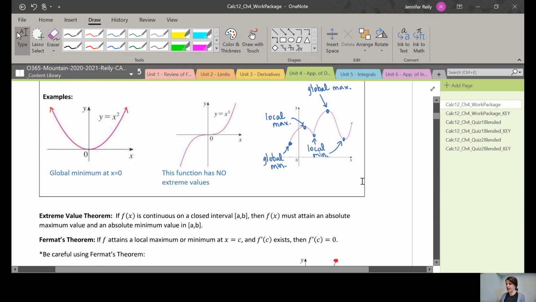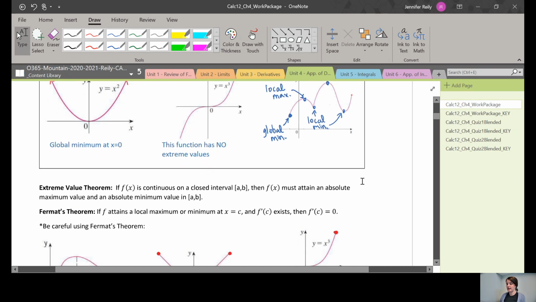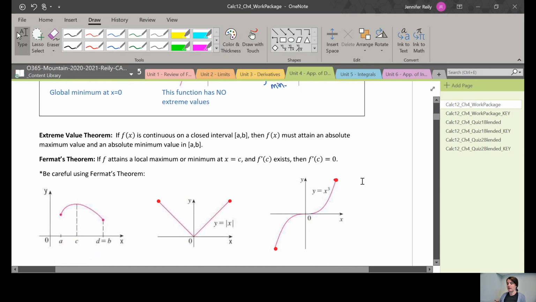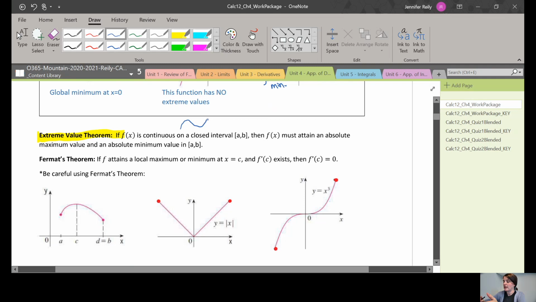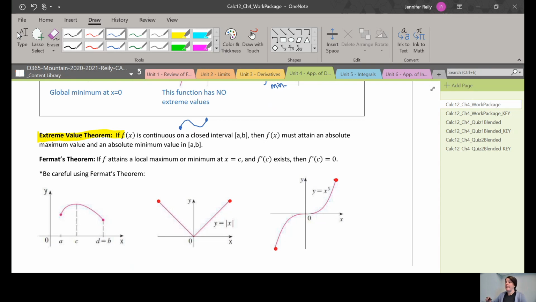Okay, let's look at a theorem related to these definitions, the extreme value theorem. We're going to be using this in the example on the backside of the notes. If a function is continuous on a closed interval, meaning you don't lift your pen, right? So the function might look something like this. Closed interval meaning there's two endpoints at x equals a and x equals b. Okay, so we're not lifting our pen, there's two endpoints.